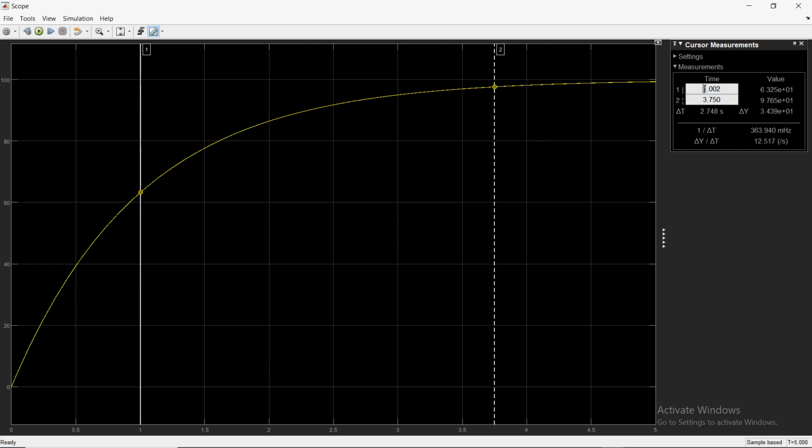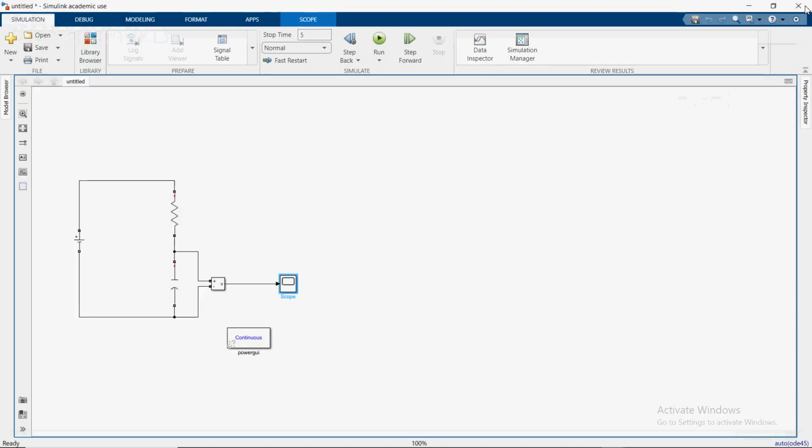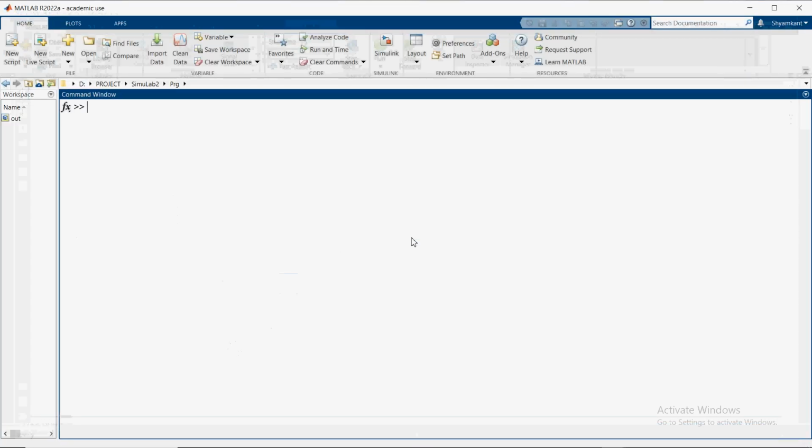You have got 1.002, and you have got 63.25, that is 6.325 into e to the power plus 1, that is the 63.25 value. That means your simulation is working properly. Okay, thank you. We will close this. I am not going to save this. Okay, no. Thank you.